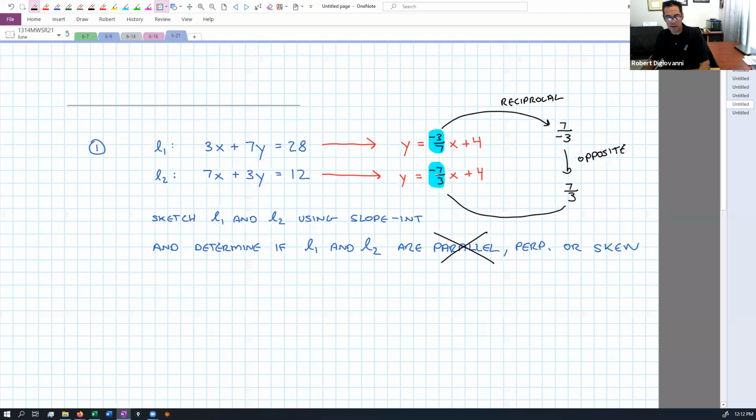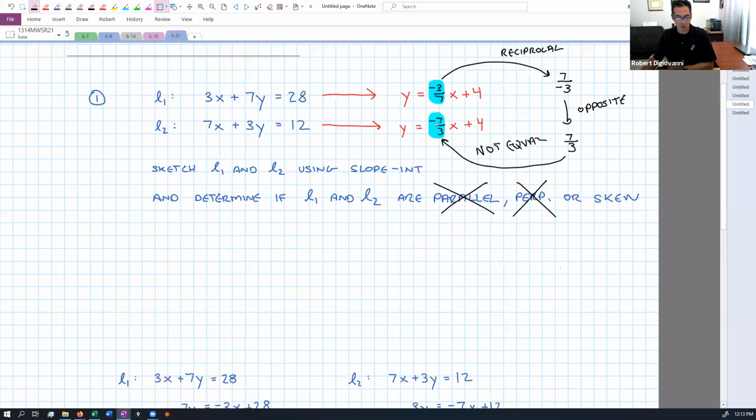And that is not equal to that, okay? It's just not quite there. If this were a +7/3, then they would be perpendicular. But because it's the same sign, they're both negative, to start with, they can't be perpendicular. So let's take a look at this.